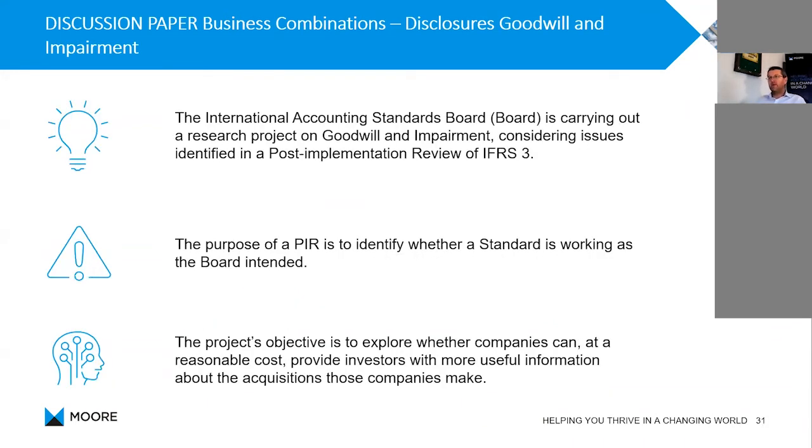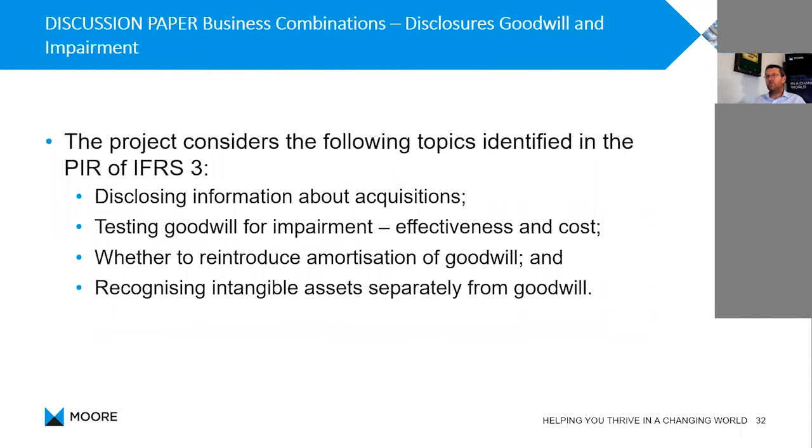So what are they going to do? What are some of their topics? Their topic is around how should we test goodwill for impairment? Should we reintroduce amortization of goodwill? And should we even split goodwill out of other intangibles when we do acquisition accounting?